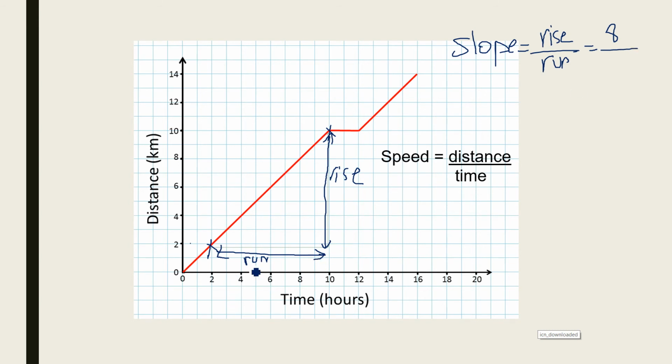So what is the run also? From 2 to 10, or 10 minus 2, also it's 8. And you can find it is 1 kilometer per hour.